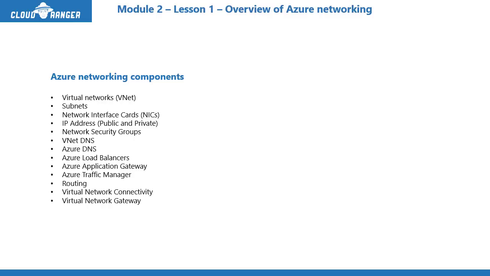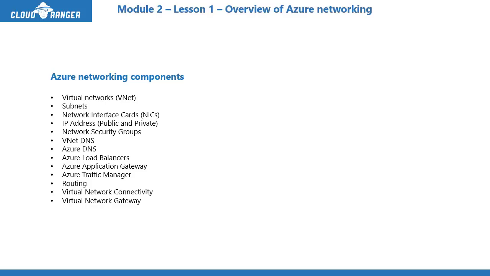With that come the subnets, network interface cards, IP addresses. I'm not going to go crazy into IP address spacing or how subnetting and everything works. I'm assuming you have some idea of it. Otherwise, read up on how IP addressing works, public as well as private IP addresses. We're going to introduce network security groups, virtual network DNS and Azure DNS. I'll again describe the differences between these and how each is unique. Azure load balancers, Azure application gateway, Azure traffic manager, routing.